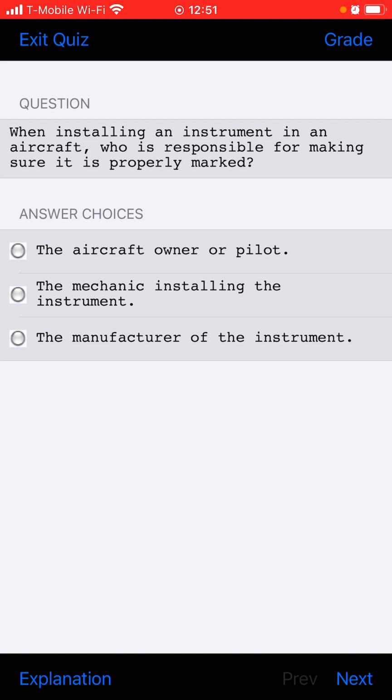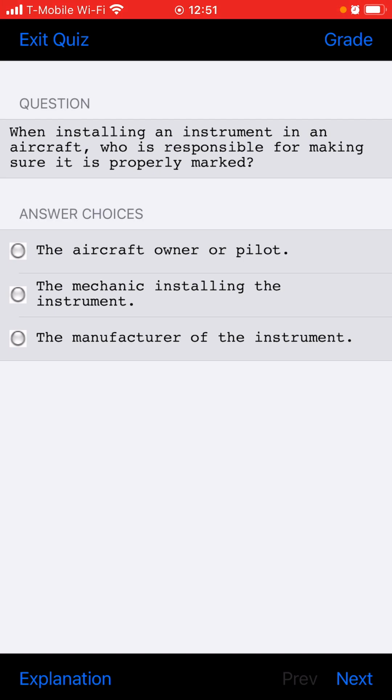What types of components or systems are pneumatically operated in some aircraft? The landing gear, brakes, flaps, and other mechanical actuators.